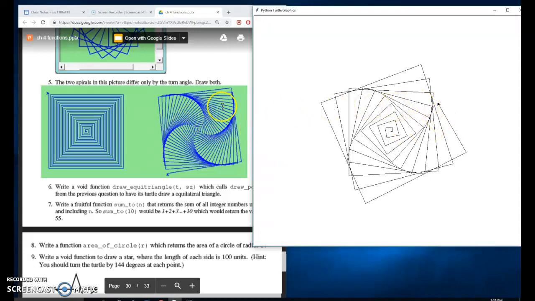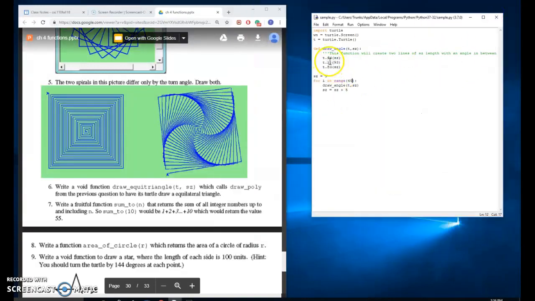So yeah, the wave, the curve right here matches this curve, all because I changed the direction of the turn and the angle. And that's all for exercise 5.